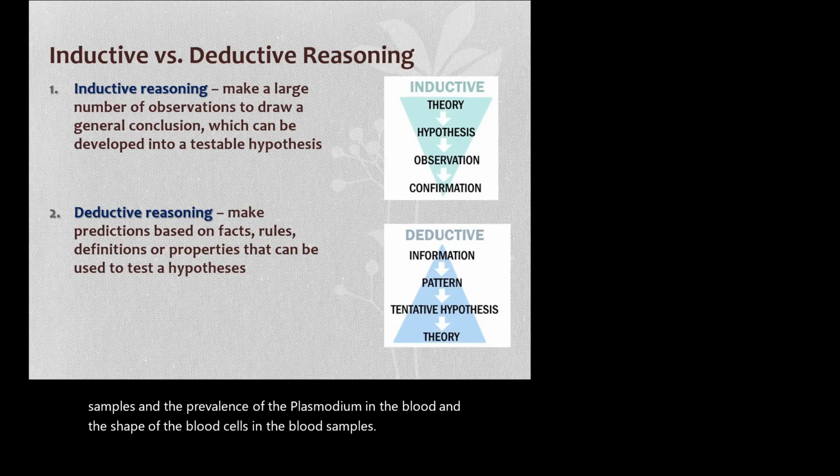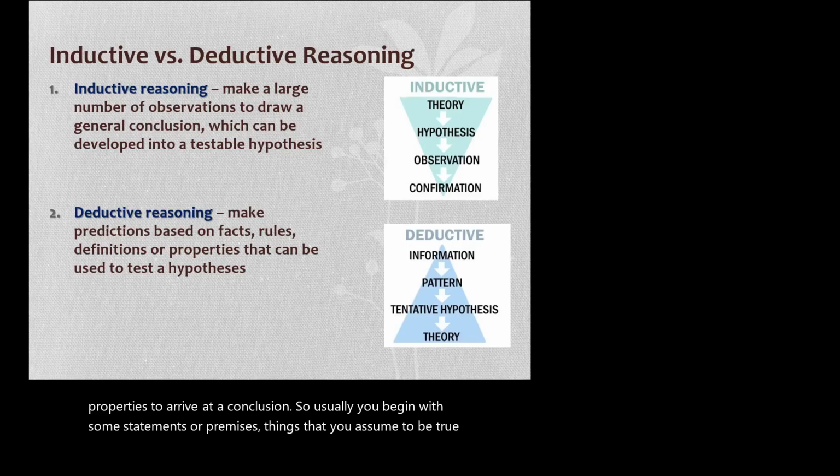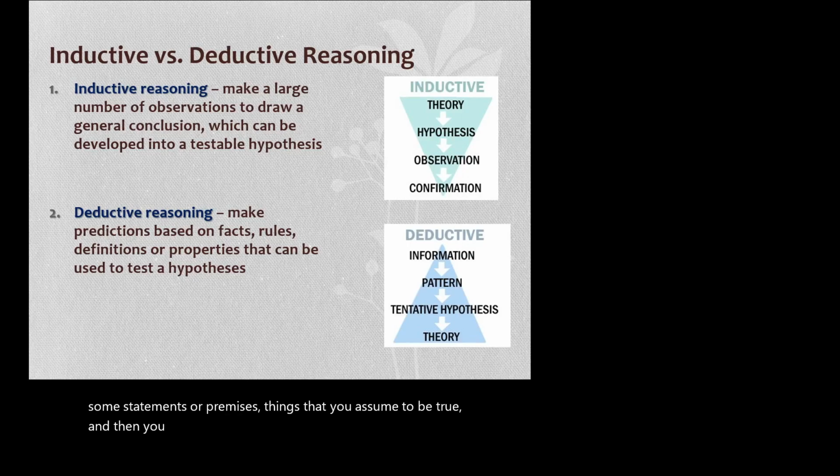How does this differ from deductive reasoning, where you use facts, rules, definitions, or properties to arrive at a conclusion? Usually you begin with some statements or premises, things that you assume to be true, and then you determine what else would have to be true if those premises are true.